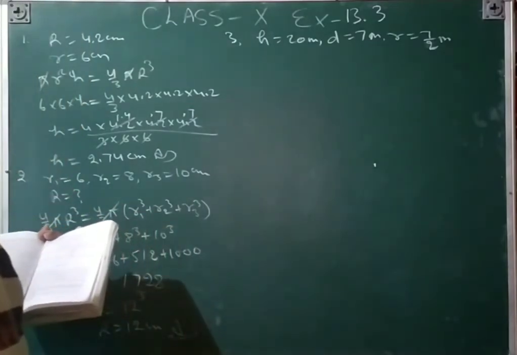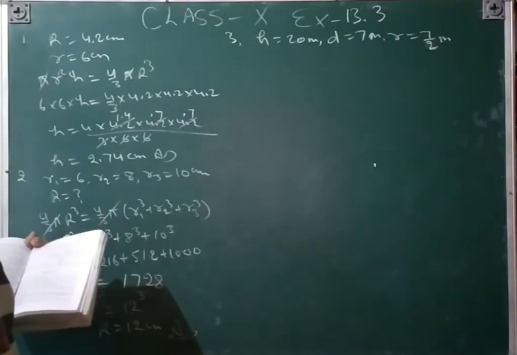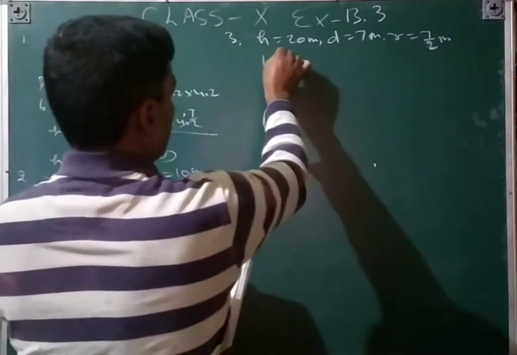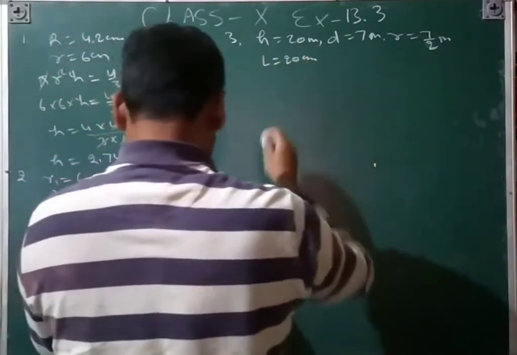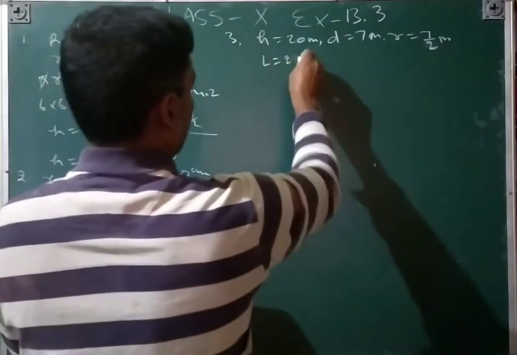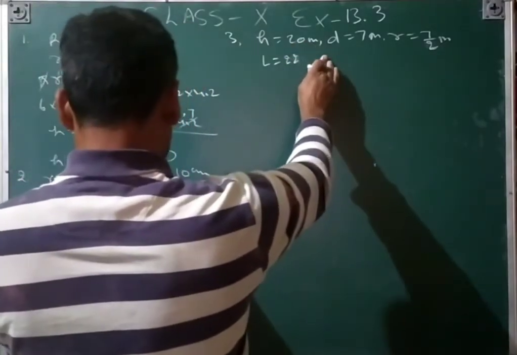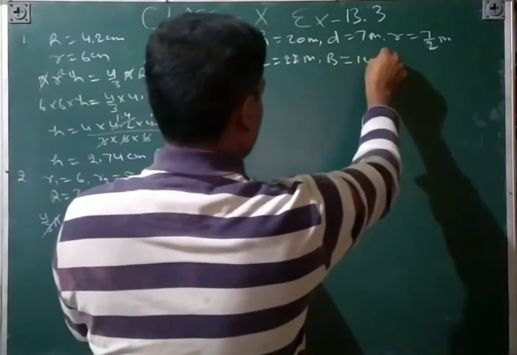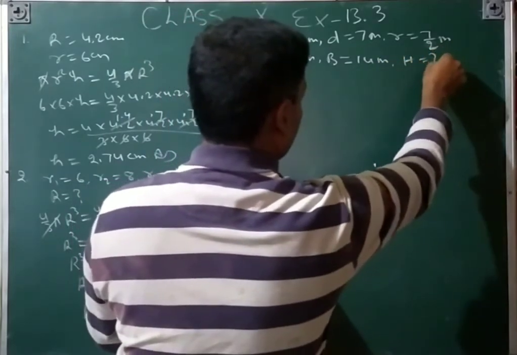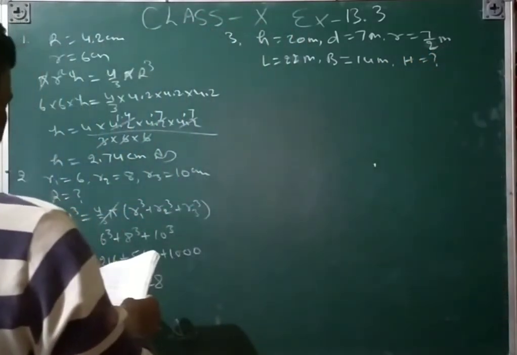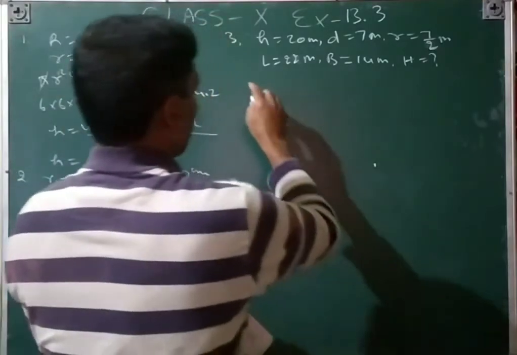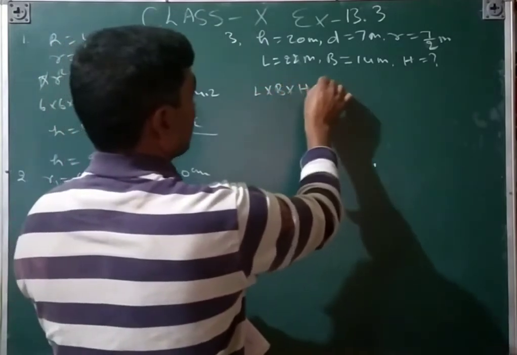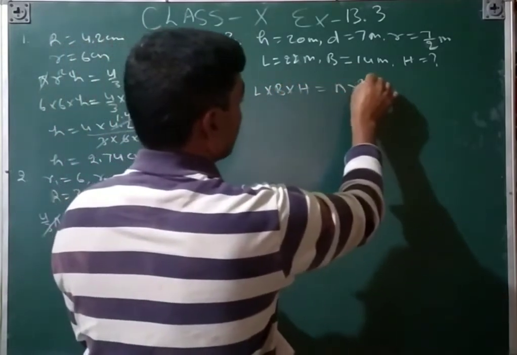The earth dug out from digging is evenly spread out to form a platform of length 22 meter and breadth 14 meter. Find the height. The height of the platform is what we need to find. So the volume of the platform, L into B into H, is equal to the volume of the cylinder, pi r square H.